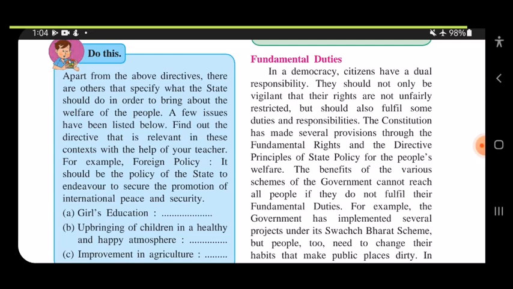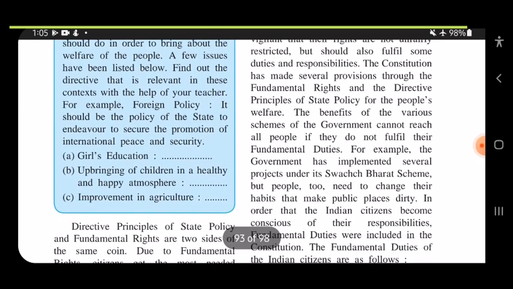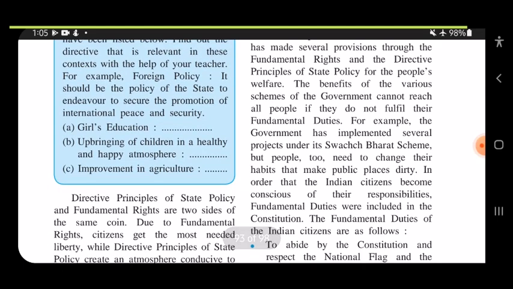Now, the Constitution, that is our Indian Constitution, has made several provisions through the fundamental rights and the directive principles of state policies for the people's welfare. That means for the people's good. What are they? The benefits of the various schemes of the government cannot reach all the people if they do not fulfill their fundamental duties.